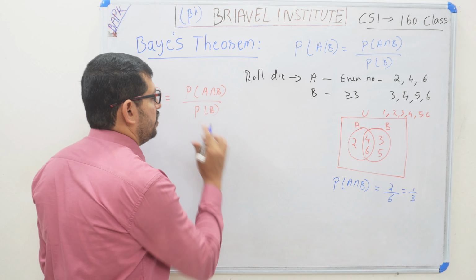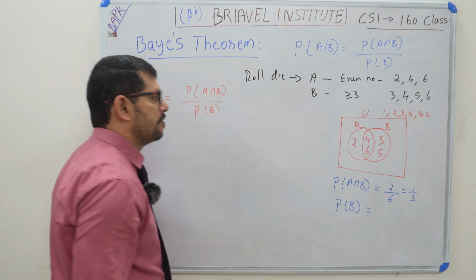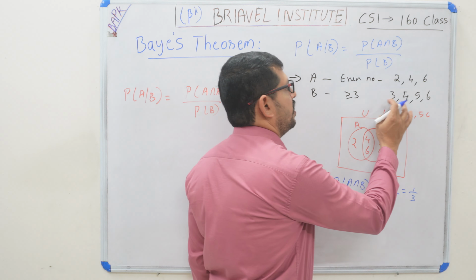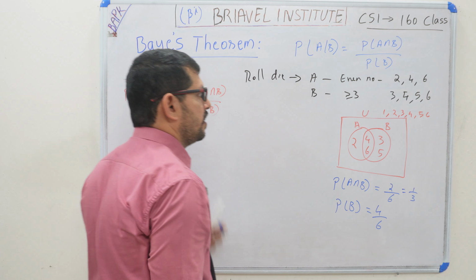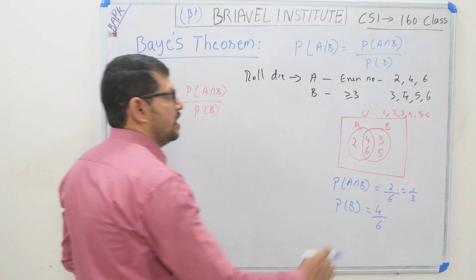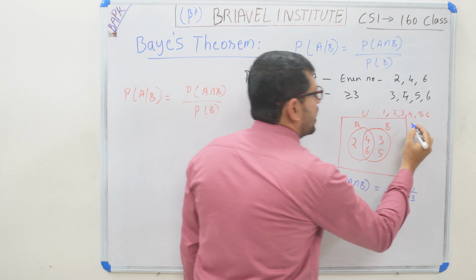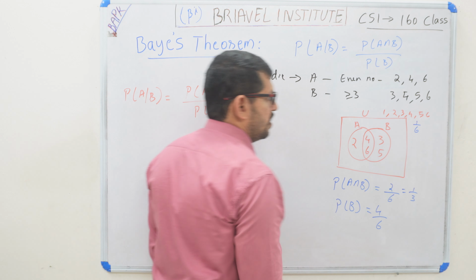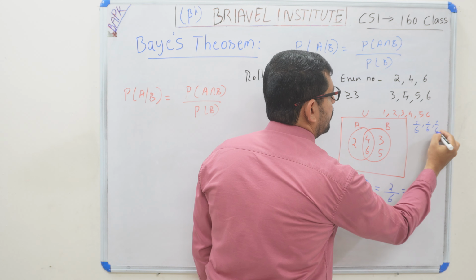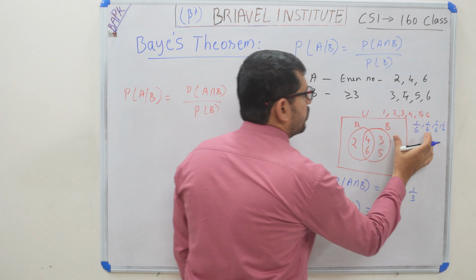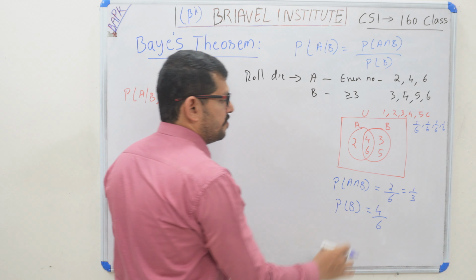And next is the probability of B. What is the total probability of B? The outcomes are 3, 4, 5, 6, so 4 divided by 6. If you are throwing the die, any one number has a 1 by 6 probability. So 1 has 1 by 6, 2 has 1 by 6, 3 has 1 by 6; all the probabilities are 1 by 6. So the probability of B is 4 numbers, 4 by 6.